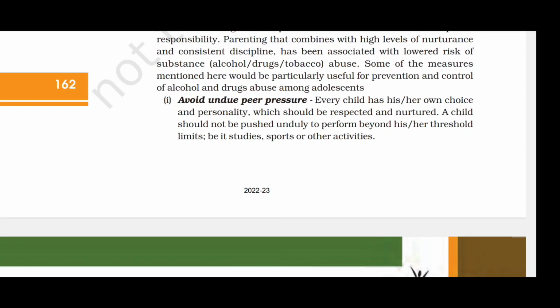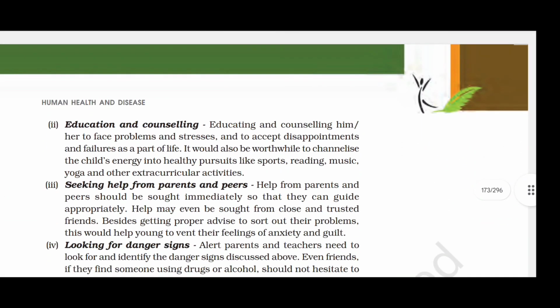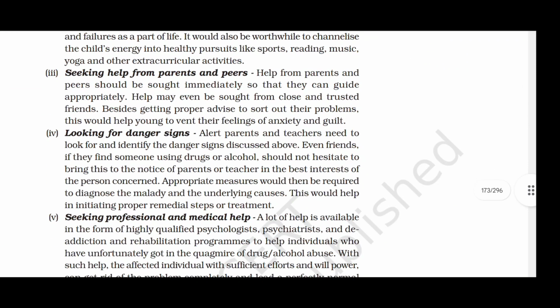Every child has his or her own choice and personality, which should be respected and nurtured. A child should not be pushed unduly to perform beyond his or her threshold limits, be it studies, sports, or other activities. Second, education and counseling. Educating and counseling him or her to face problems and stresses and to accept disappointments and failures as a part of life. It would also be worthwhile to channelize the child's energy into healthy pursuits like sports, reading, music, yoga, and other extracurricular activities. Third, seeking help from parents and peers.